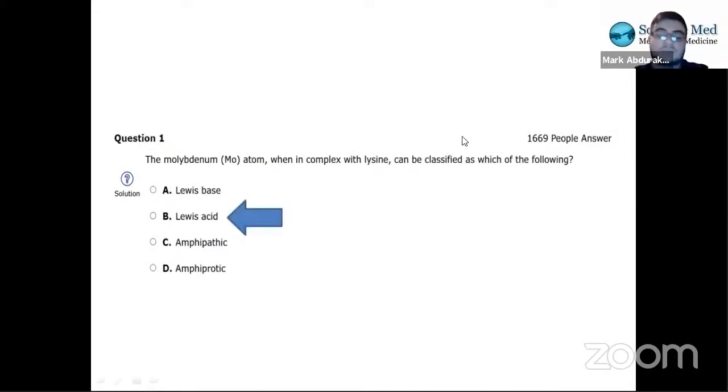So the correct answer is B, and I'll go over why. If you're all signed in on the Jack lesson, they have their own explanations. I'll go based off the way that I thought about it. So we know that MO is complexed with lysine, right? This involves knowing the different amino acids. So you have to know what lysine is.